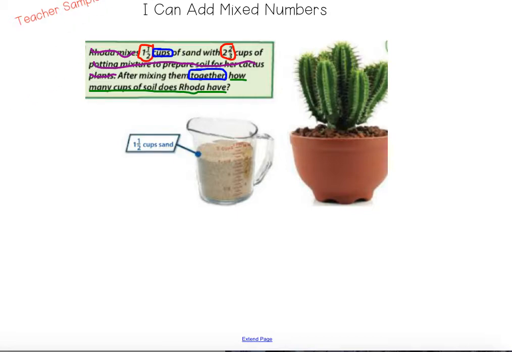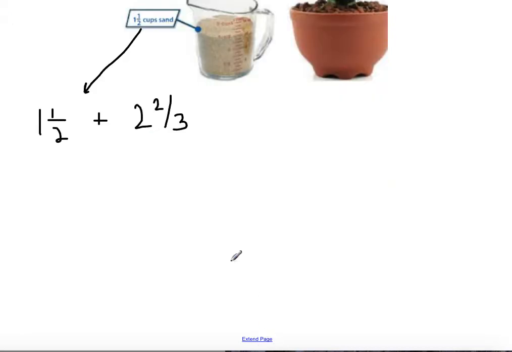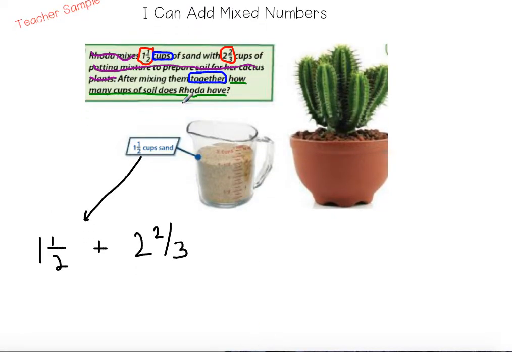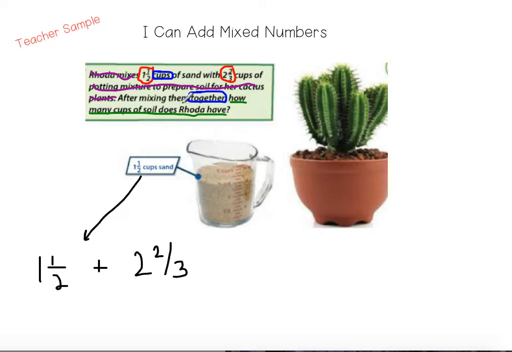So let's start by writing our key numbers down here. We have 1 and 1/2. And I know I need to add. That's 1 and 1/2 cups of sand right here. And I know I'm putting them together, so I'm adding the 2 and 2/3 cups of planting mixture. Okay? So the very first step that you need to take, like I said, there's approximately 3 steps when you're adding mixed numbers. And if you find a different way to do this that works for you, that's great. But this is kind of the standard way to do it.